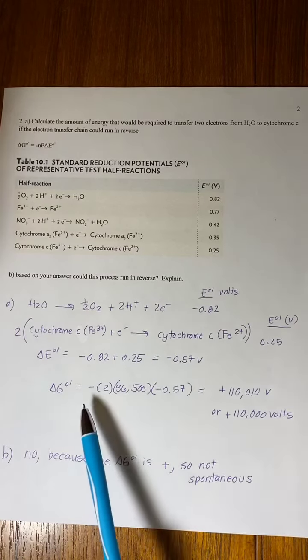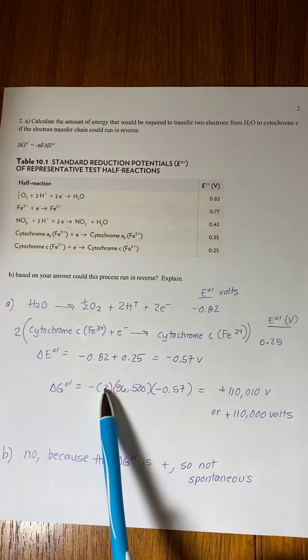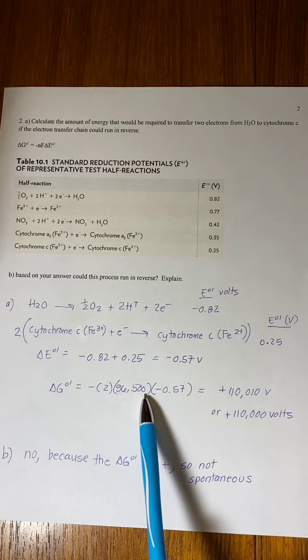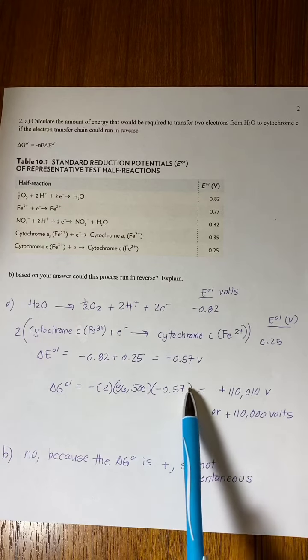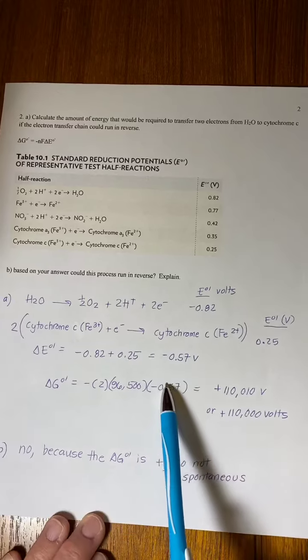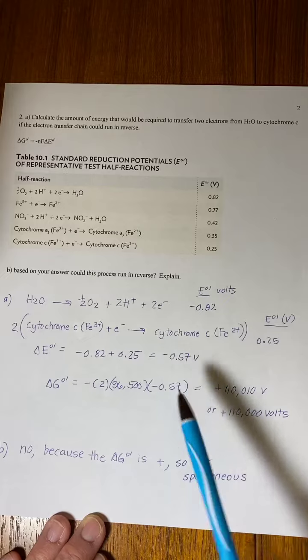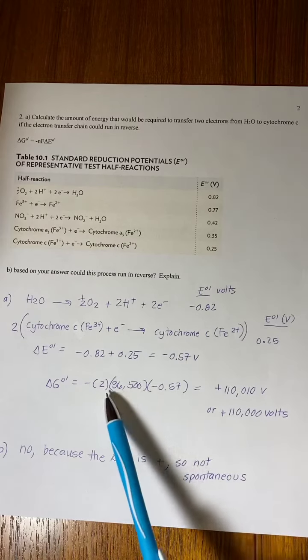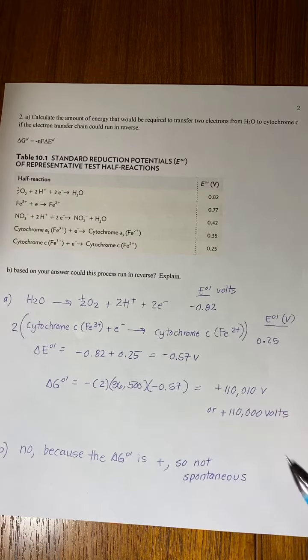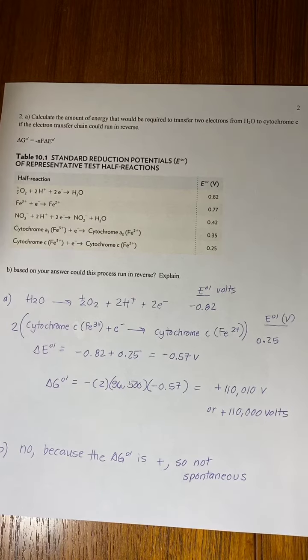So in order to complete this calculation, we put 2 in for N. We use the Faraday constant, 96,500 joules per mole volt, and then we times it by the difference in the reduction potentials. So once you change the sign, you just add them, and we get a total of minus 0.57 volts. You times that all together, you get a positive delta G that is about 110,000 joules. So since it's positive, it's not spontaneous to run the reaction in reverse.